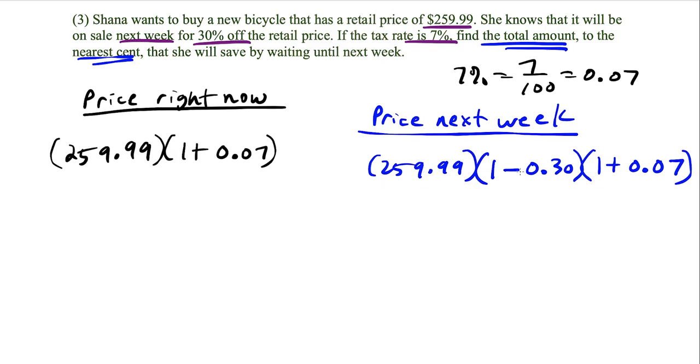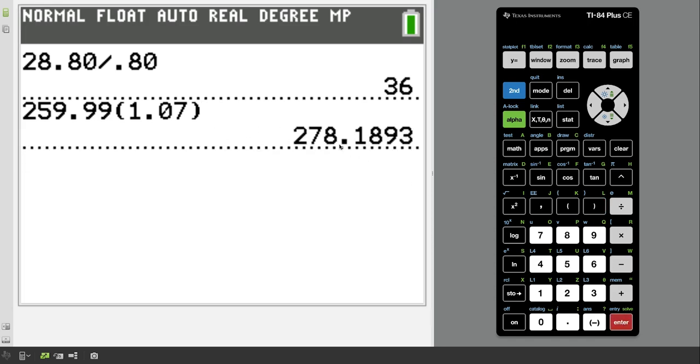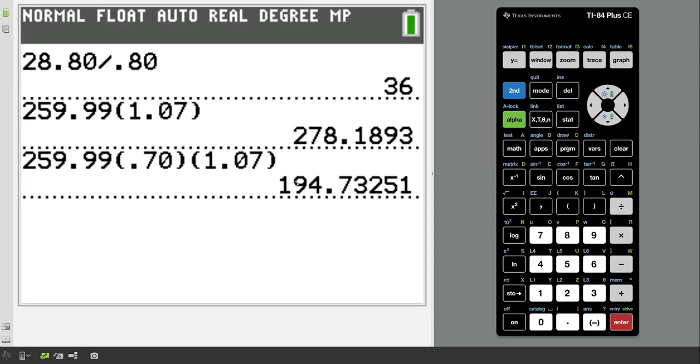And then ultimately what we're going to do is subtract these two quantities. So let's do both prices here. So we have $259.99, and we're multiplying by 1 plus 0.07, or 1.07. So this is the price of the bike right now with tax. And then next week, it'll be $259.99 times, and we took 30% off, which leaves us with 70%, so 0.70. And then we have to pay tax, so times 1.07. So this is the price of the bike after the discount.